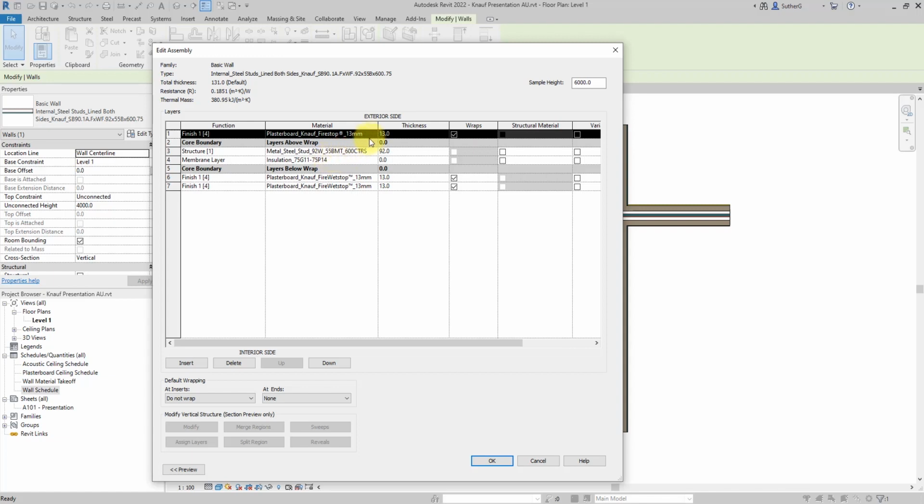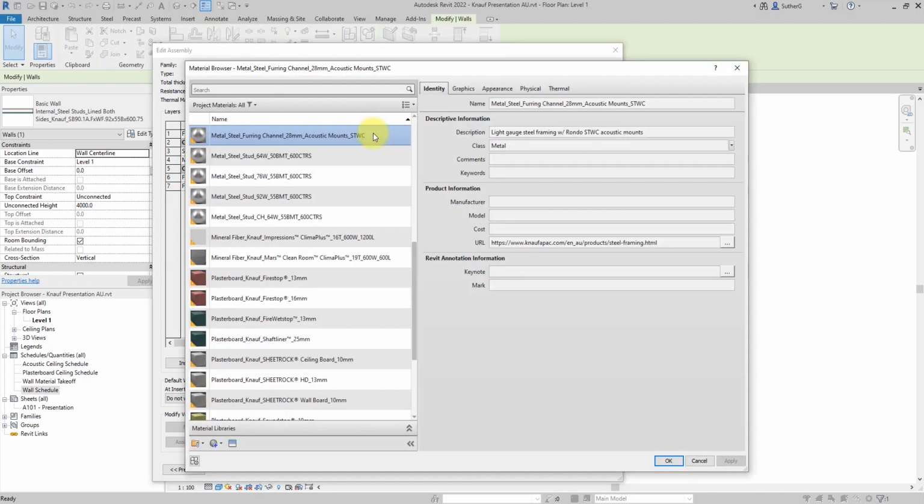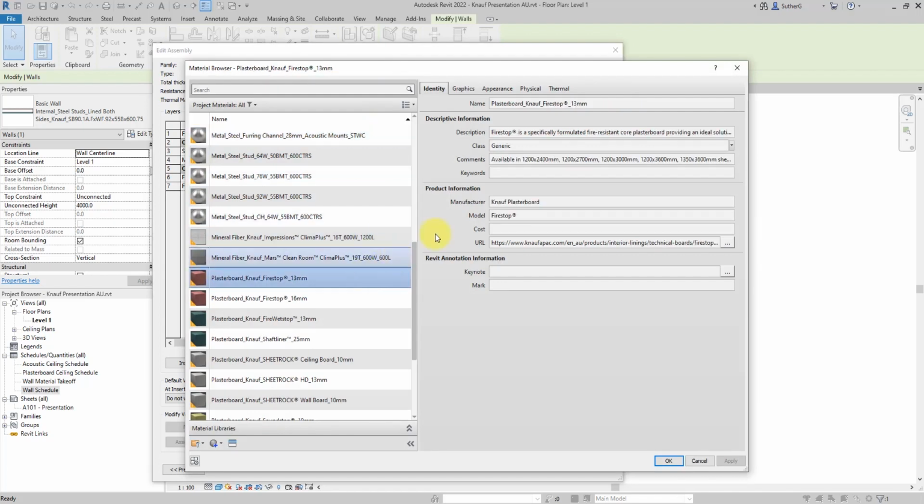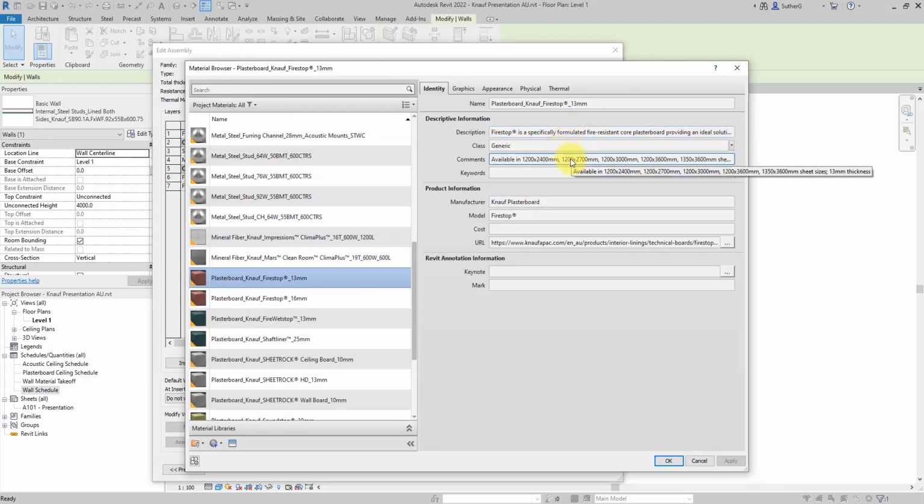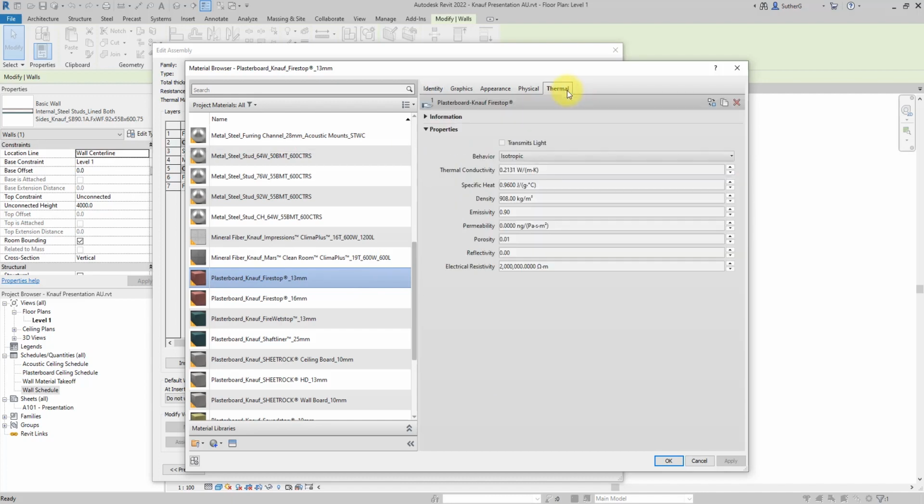In the material browser, we can again find a wealth of information. For each Knauf product, we get a system description right out of the brochure, available sheet sizes, and a link to that product's page on the Knauf website. We can also find each product's real physical and thermal information. This allows us to run more accurate energy analyses than is possible using generic gypsum properties supplied by Autodesk.